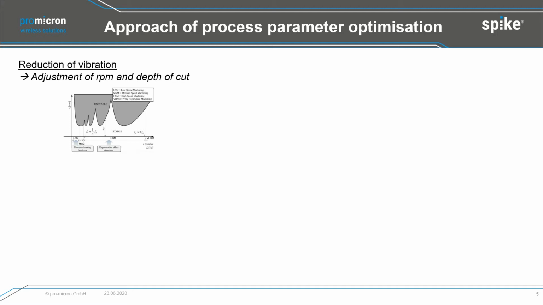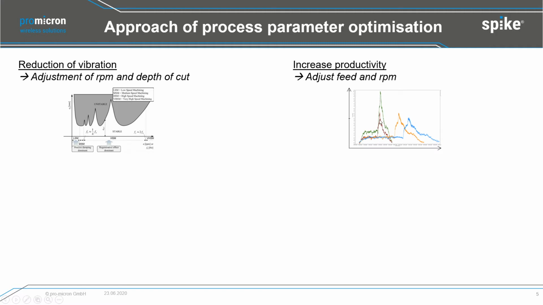The first point is that we want to reduce vibrations, and here we have 2 tools. We can adjust the RPM or the depth of cut. A second approach for process parameter optimization is to increase productivity. How can we do that? By adjusting the feed and the RPM.